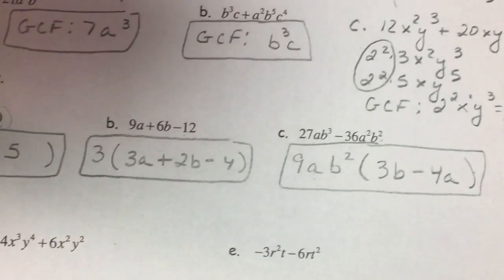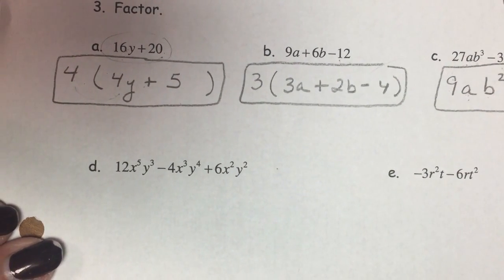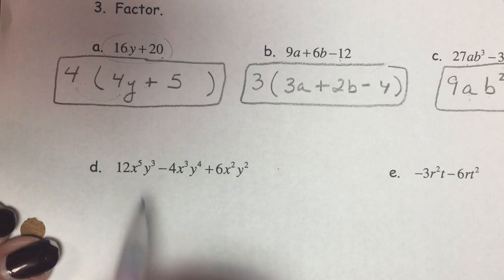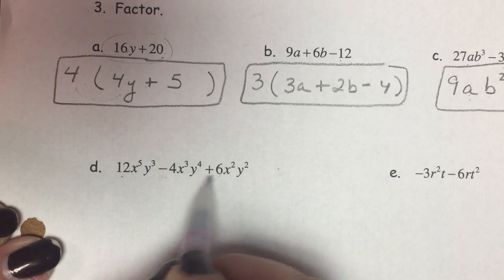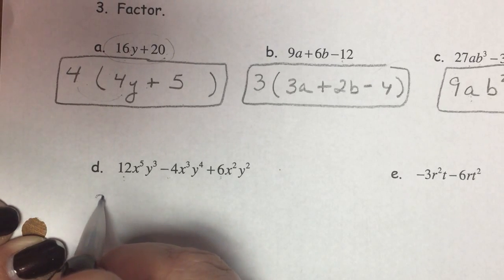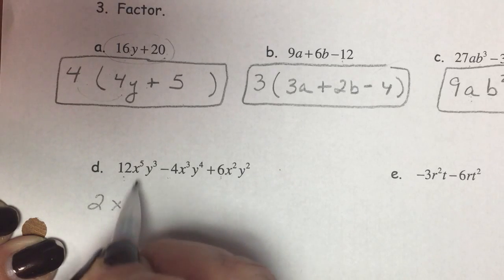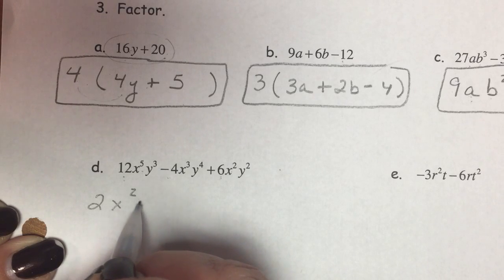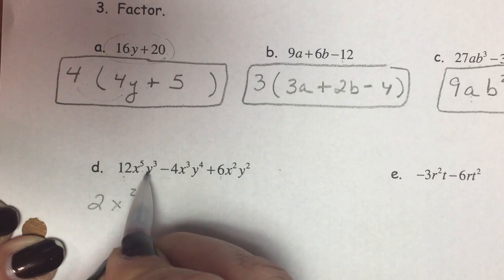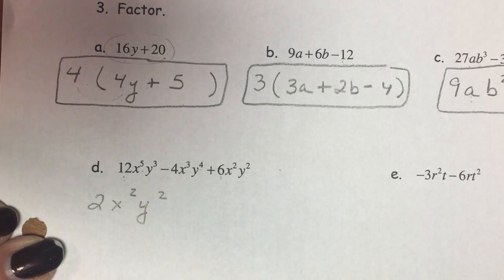Now pause the video and you guys try to do D. All right, hopefully you've tried it. If I look at 12, 4, and 6, the biggest thing that divides into each one of those is 2. So I'm going to take a 2 out. They all have an x in common, so I look for the lowest exponent. That would be x squared. They all have a y in common, and again, I look at the lowest exponent, and that is also y squared.